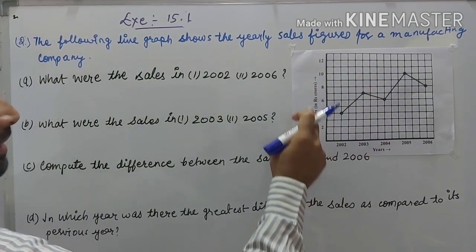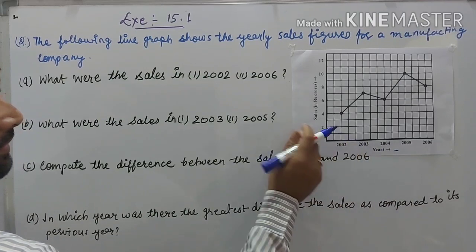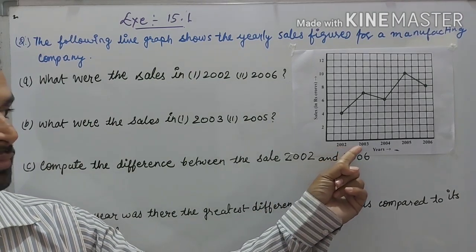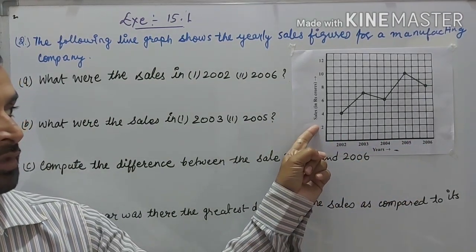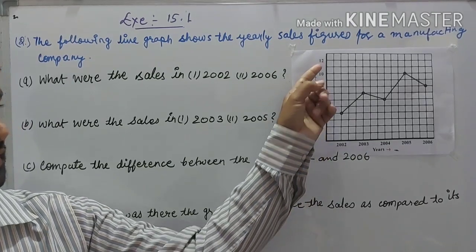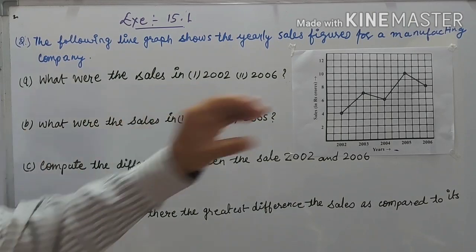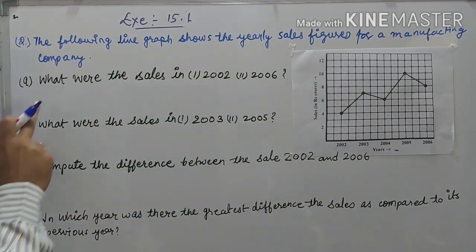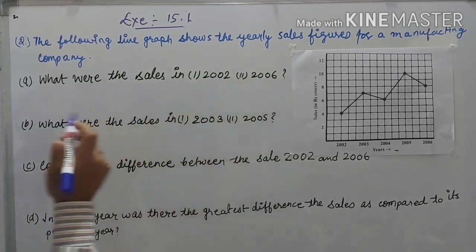And the following line graph shows the yearly sale figures for a manufacturing company. In this graph one side is the year and the second is the sale in crore. The years go 2002, 2003, 2004, 2005, 2006 and the crore is 2, 4, 6, 8, 10, 12, the sale in crore. Okay, according to this graph solve the sums. The first question is: what were the sales in 2002 and 2006?